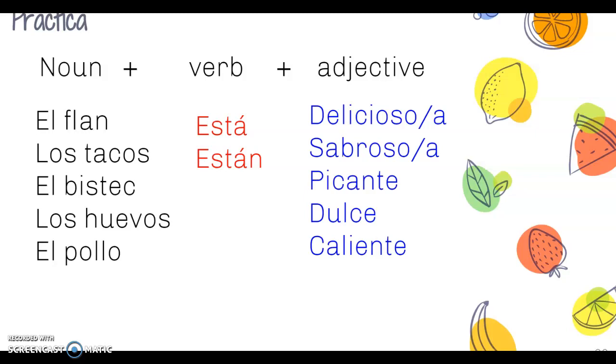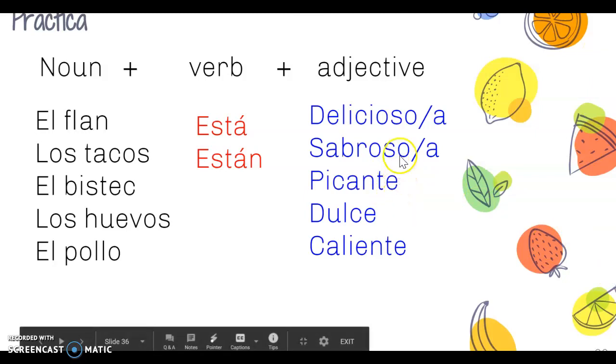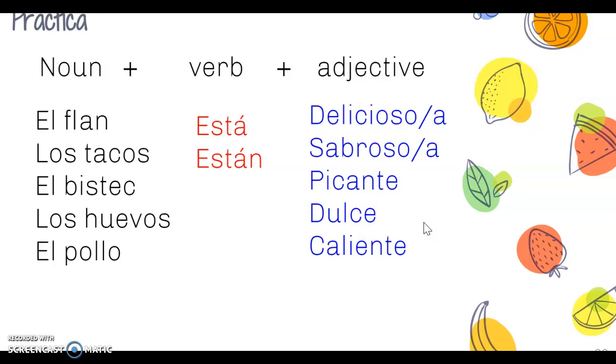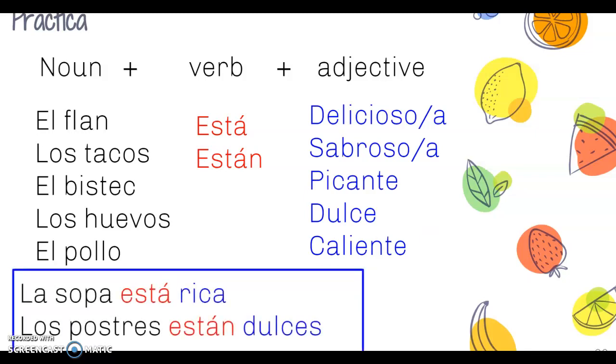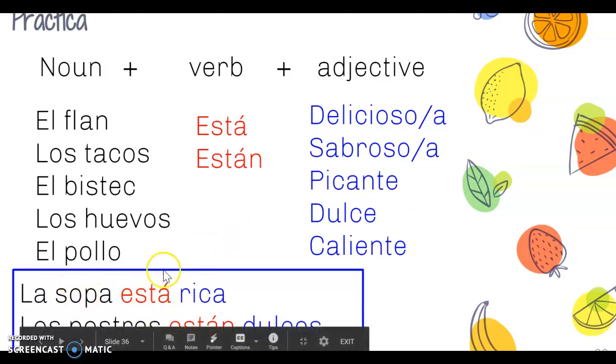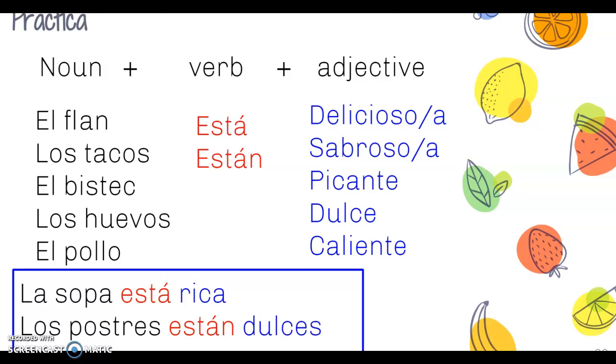Some of them don't change in gender. Remember the ones that end in E, like picante, dulce, inteligente, right? But they will change in quantity, so singular, plural. All right, so that will still apply. So if you look at my examples here, la sopa está rica. Okay, the soup is rich. All right, so I've got my singular, singular, singular. Okay, sorry, this little banner keeps popping up. I don't know how to make it go away. And then the last one here at the bottom, we've got los postres están dulces. Okay, plural, plural, plural. All right, so those are my examples.